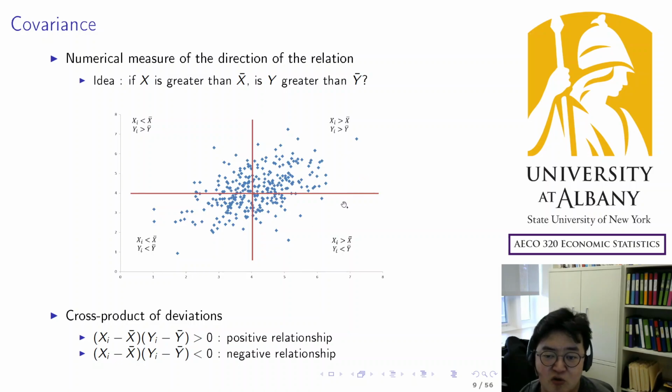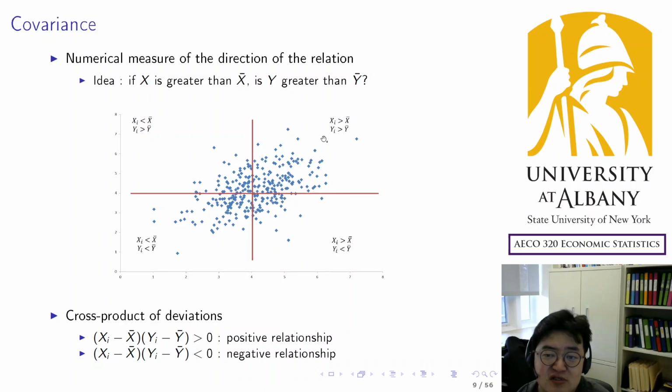But in the second quadrant, as you see, all the observations are to the right side of x bar. So x increased from its average. The x dimension is the horizontal dimension. x has increased from its average, but y has decreased. So in this quadrant, x increased but y decreased.